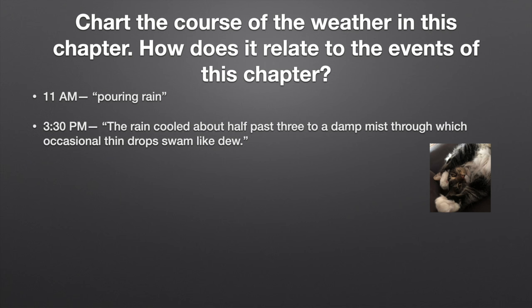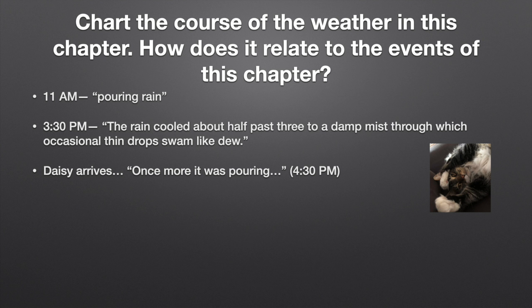Around 3:30, Nick tells us the rain cooled about 3:30 to a damp mist through which occasional thin drops swam like dew. So things seem to be letting up, like we know that Daisy's on her way, things are going to be fine. And then around 4 o'clock, when Daisy arrives, she gets in the house. We're going to talk more about that in a moment. But it says that once more it was pouring rain.